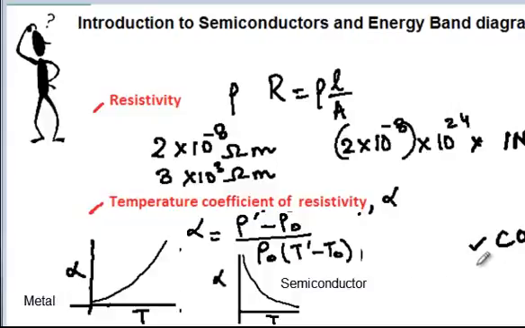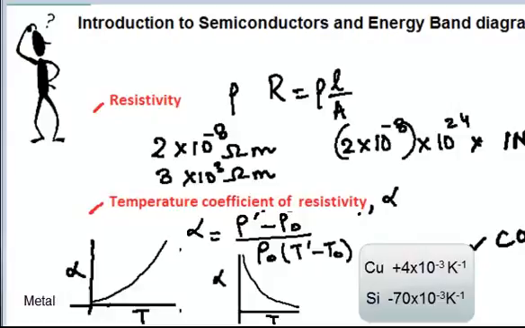Now if you compare these values, for copper we'll have a value of about 4 into 10 to the power minus 3, and the units would be per Kelvin, and for silicon we have a negative value which is minus 70 into 10 to the power minus 3 per Kelvin.